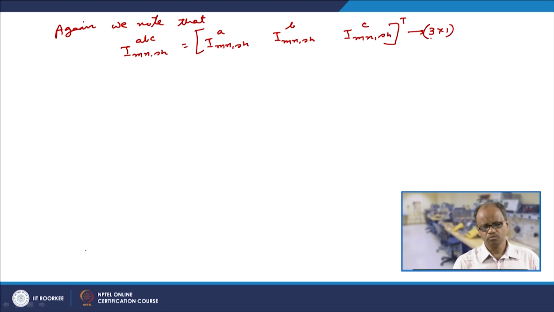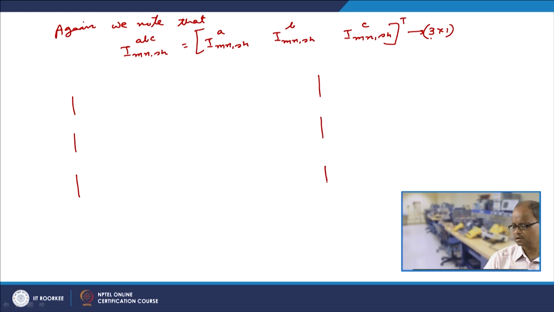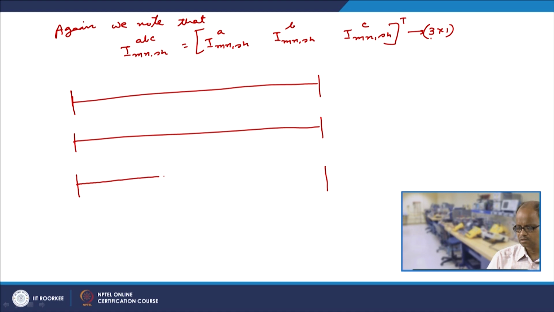So, essentially what is happening? Physically, I have a line between bus M and N. So, physically there are 3 lines, right. So, this is phase A, phase B, phase C, phase A, phase B, phase C.